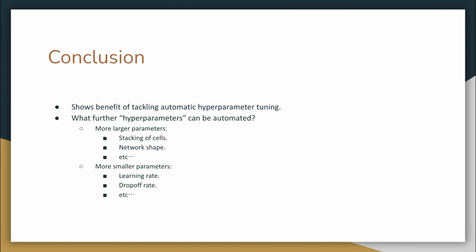Progressive neural architecture search showed the importance of hyperparameter tuning. With a good algorithm, not only is it possible to find good networks, it can be automated at a cheap cost. The next question will be to ask what kinds of other hyperparameters can also be automated, such as stacking size and network shape that were handcrafted in PNAS, or more minor parameters such as learning rate.